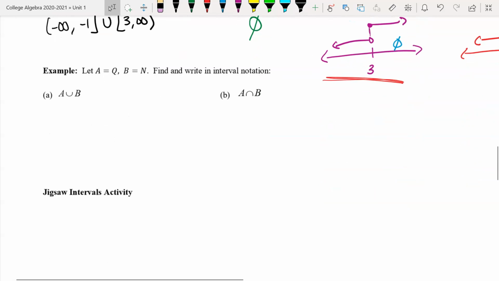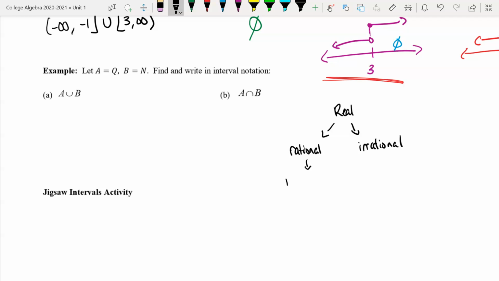The last example I have talks about the real number system. Hopefully you have the symbols written down. So we have real, rational, irrational. I'm just going to write our flow chart down. So it says let A be Q and B be N. So hopefully you know that Q is rational and N is natural.